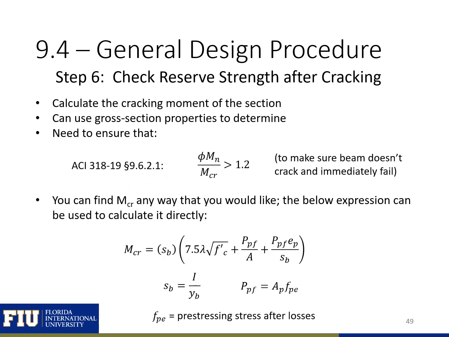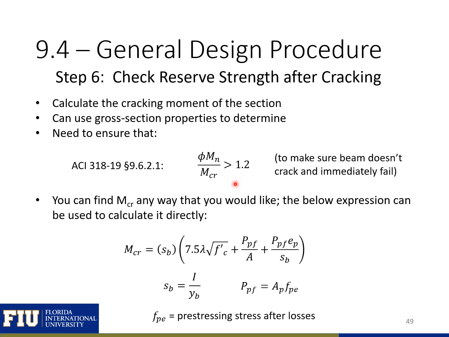The next thing that we need to do is check the reserve strength after cracking in our section. We want to make sure that our section doesn't crack and immediately fail. Cracking makes us aware that the beam is approaching failure. So we want to make sure that when it cracks, we have some ductility and some additional capacity in the beam. So ACI requires that our phi Mn over M cracking be greater than 1.2. So we want 20% additional strength in our section after cracking before failure.